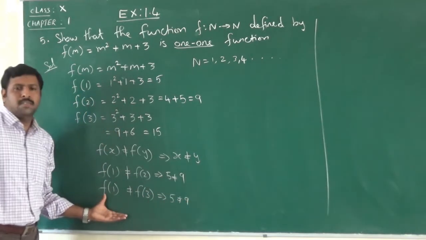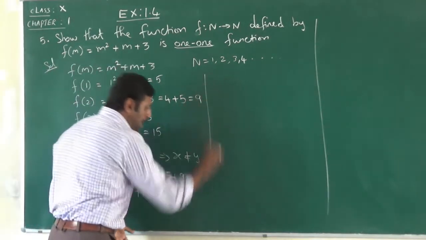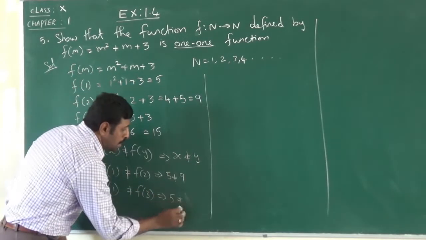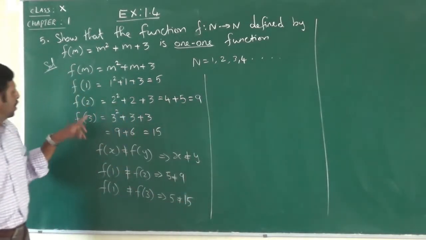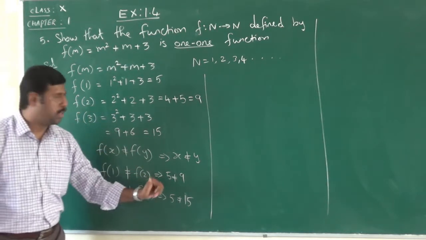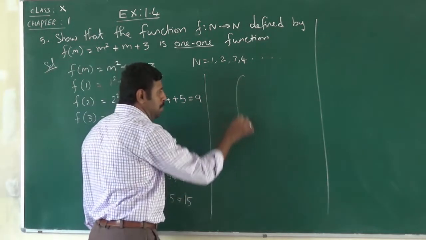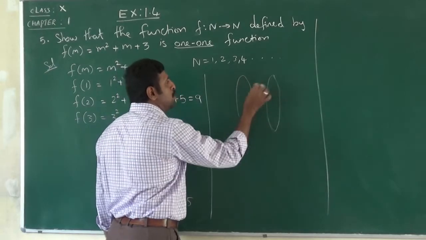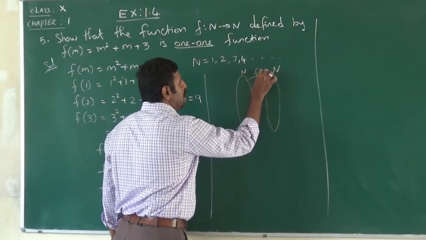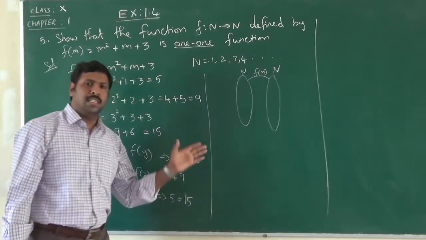By this condition we can say this is a one-to-one function through the arrow diagram also, right? This is 15, right? F of 3 is 15. F of 1 is 5, which is not equal to 15. And then through the arrow diagram, both are natural numbers. We know that it is n, the function f of m.